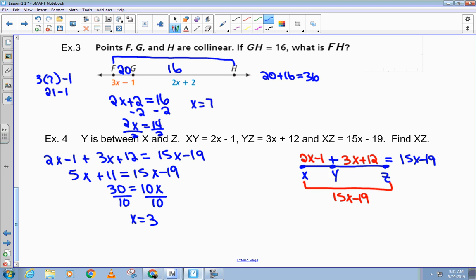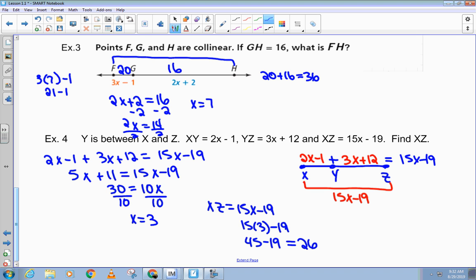No, be careful, okay? Sometimes it asks for x, but what is it asking for? XZ, right? It's asking for this entire segment, okay? So, to find XZ, we know that it is 15x minus 19, and I found the variable x to be 3. So that's 15 times 3 minus 19. That's 45 minus 19. 26? Taking your word for it, 26. So that length for XZ is 26.